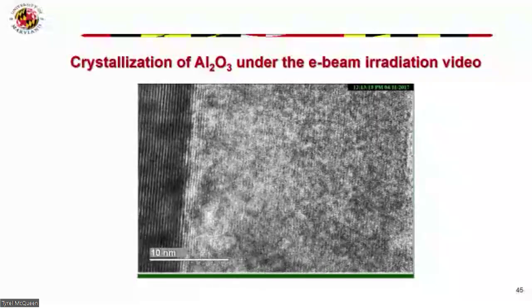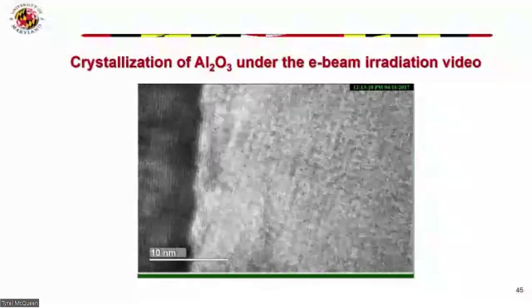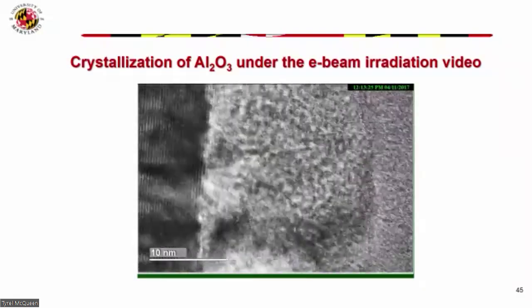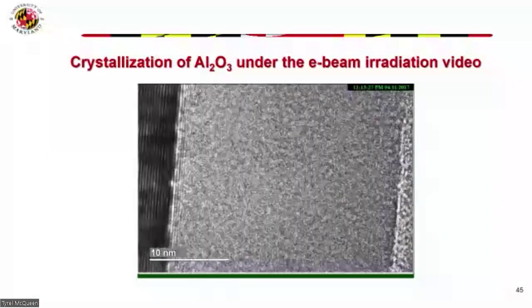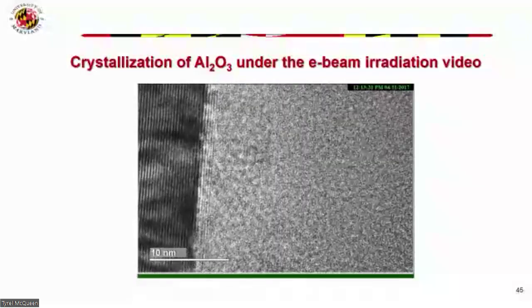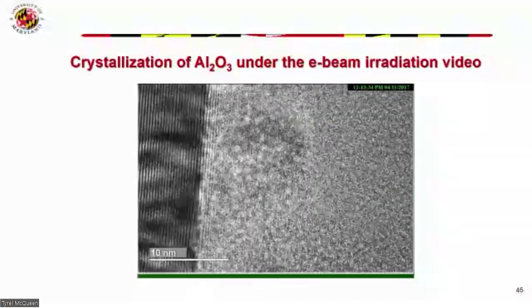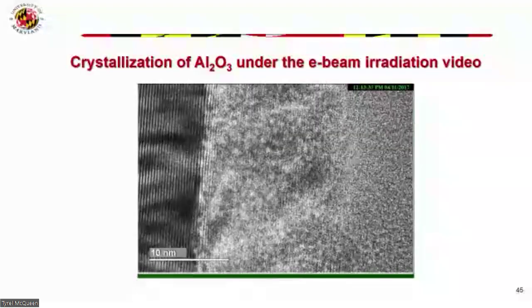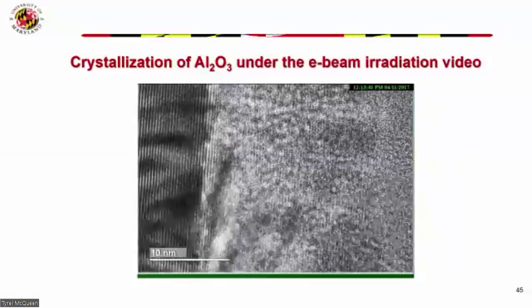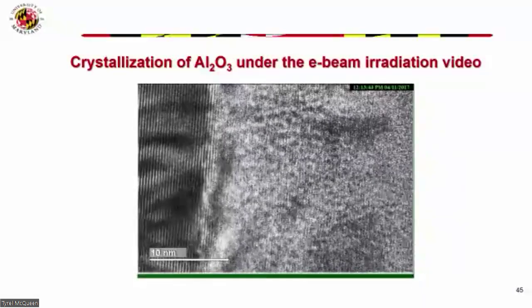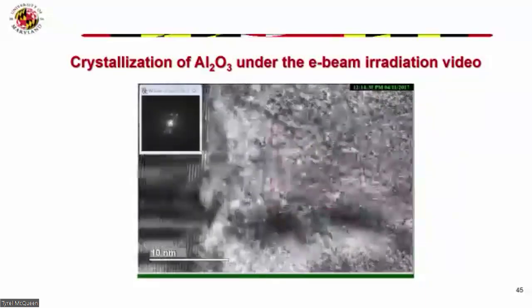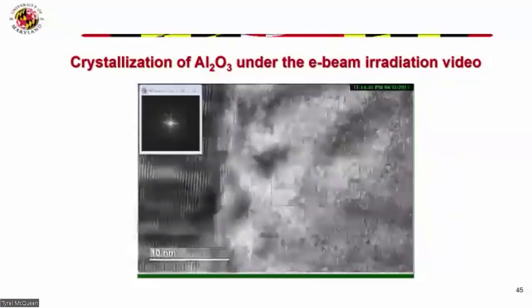So we have to move to an area that had not been in the beam. So here's an area, and hopefully you can see it's amorphous. Later, we actually inserted a square to get the fast Fourier transform. You can see the crystallization front moving in this direction, right? And hopefully you can see that there are lattice fringes, lattice planes here. And so now we introduce this square to get the fast Fourier transform.